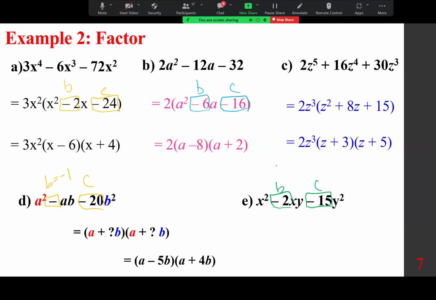-5, +3. -5, +3. And because this is y squared, not only do we need the numbers -5 and +3, we also need the y. And that's what I mean. So if you have two variables, not a big deal. You can follow it in the same manner, and it works out just as good.